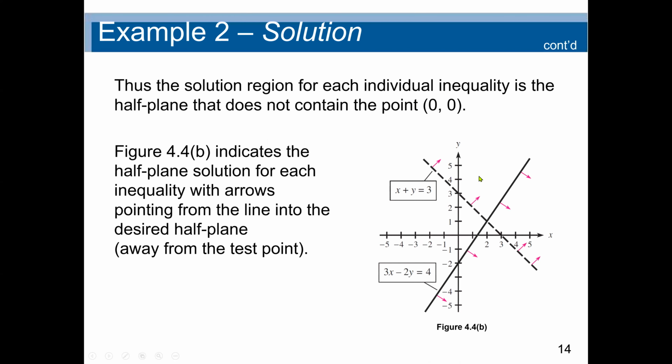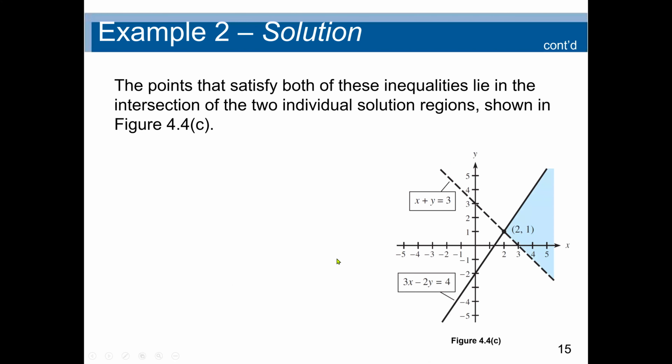So this is what we get. The figure indicates the half plane solution for each inequality, with arrows pointing from the line into the desired half plane, away from the test point. The point that satisfies both of these inequalities lies in the intersection of the two individual solution regions. So if we take any point at the top here, we most likely won't get the result. But 2 and 1 gives us the result.